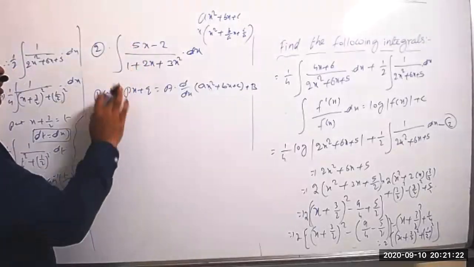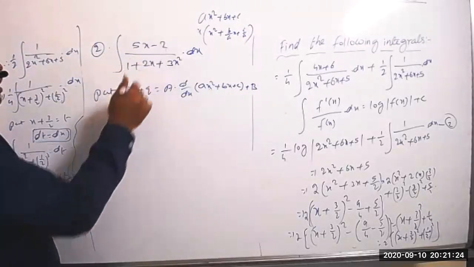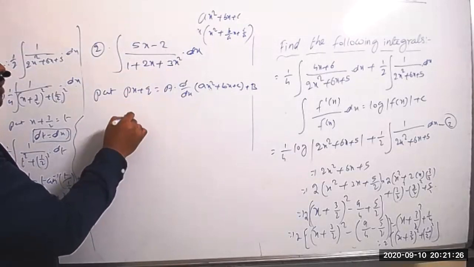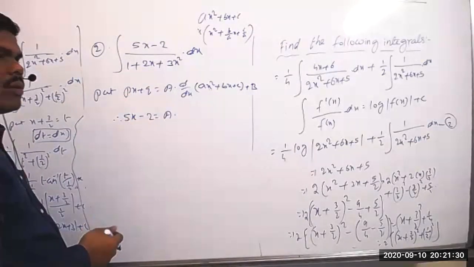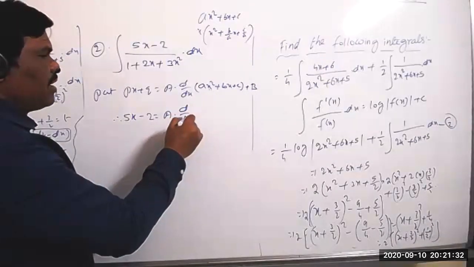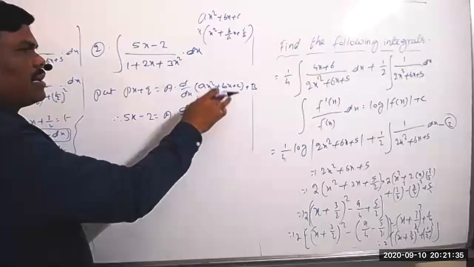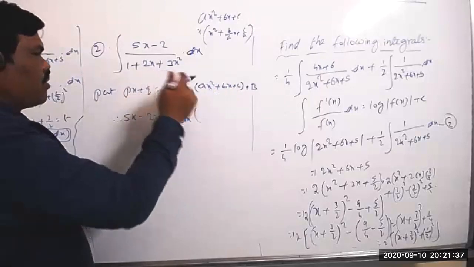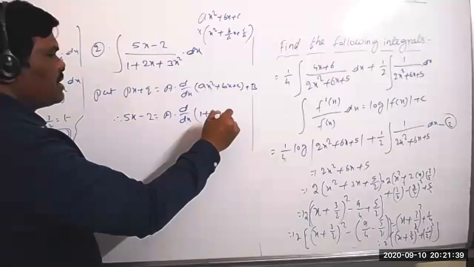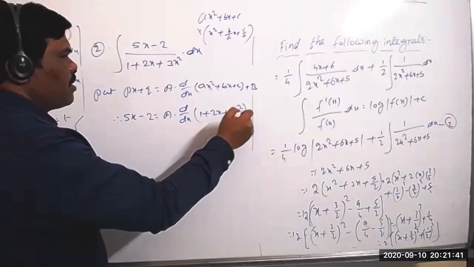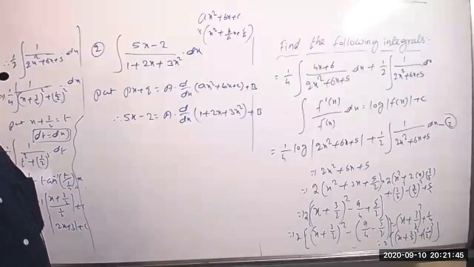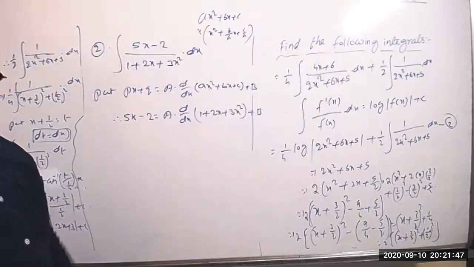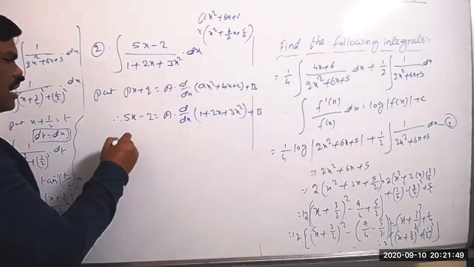Now compare this one. See, px plus q, clearly they given 5x minus 2. So therefore 5x minus 2 equal to A into, write clearly, d by dx of the denominator value. So what is the denominator? 1 plus 2x plus 3x square. Shouldn't it be 3x square plus 2x plus 1? Okay, you can take all positive ones, but according to the problem I am taking this. Yes, you can take, not an issue.